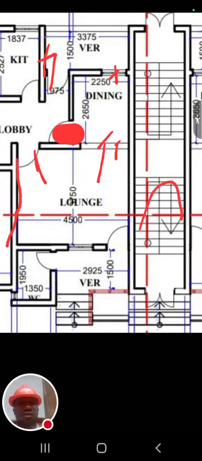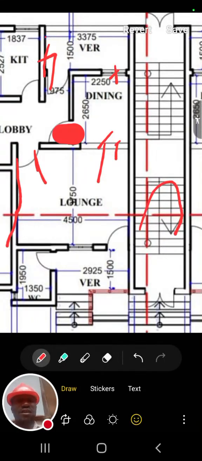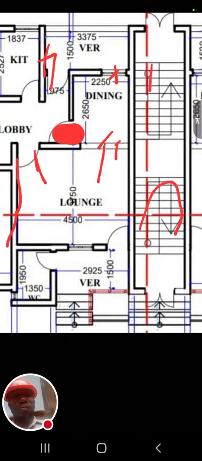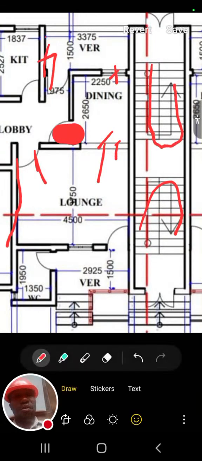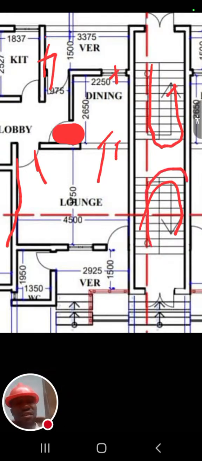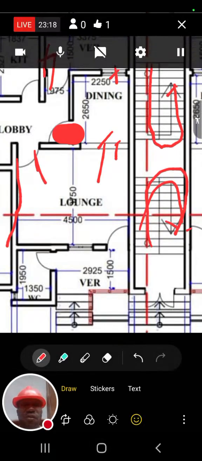This one is the sign of a staircase. I hope you can see it, okay? This arrow shows this place is the starting point. The person that will climb it has to climb it this way until you get to the top. I hope you can see it. The person will have to climb it and get to the top. The same thing is applicable here. So you have to understand your symbols very well.